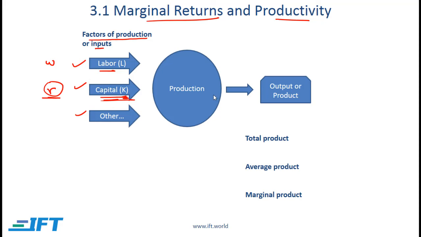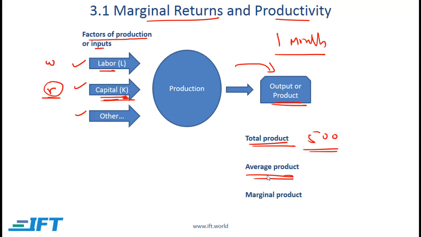There is a production process and then there is an output. The output is often called the product. Now total product is the total output produced. So if we are manufacturing or producing chairs, and let's say a given period is defined as 1 month, and we say that the total product is 500, this means that in one period 500 chairs are produced.